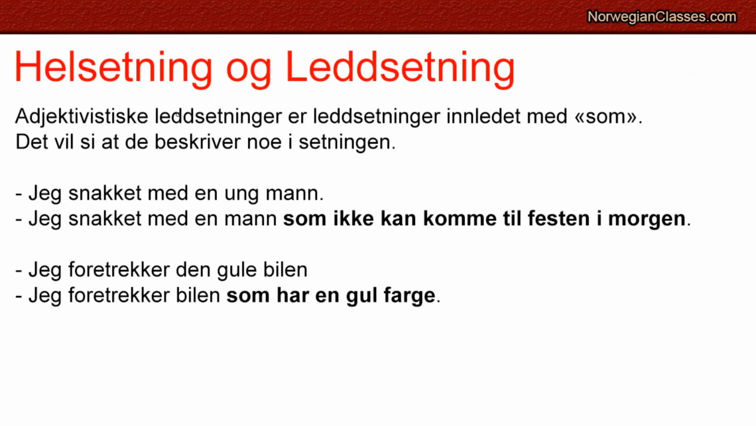The adjectivistic phrases, or the ones that act like an adjective, are quite simple. Also, it's the one that just starts with som, that's it. So, jeg snakket med en ung mann. Jeg snakket med en mann som ikke kan komme til festen i morgen. Som, you see ikke in front of the verb. There's no comma as it's in the end. And it just explains the man. It acts like an adjective. It gives explanation, description about the man.